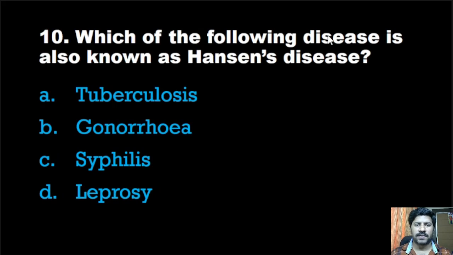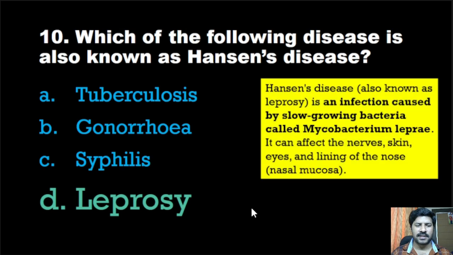10th question. Which of the following diseases is also known as Hansen's disease? It is an easier question. Tuberculosis, gonorrhea, syphilis, leprosy. Correct answer is leprosy. Hansen disease, also known as leprosy, is an infection caused by slow-growing bacteria called Mycobacterium leprae. It is an example of acid-fast bacilli. It can affect the nerves, skin, eyes, and lining of the nasal mucosa.